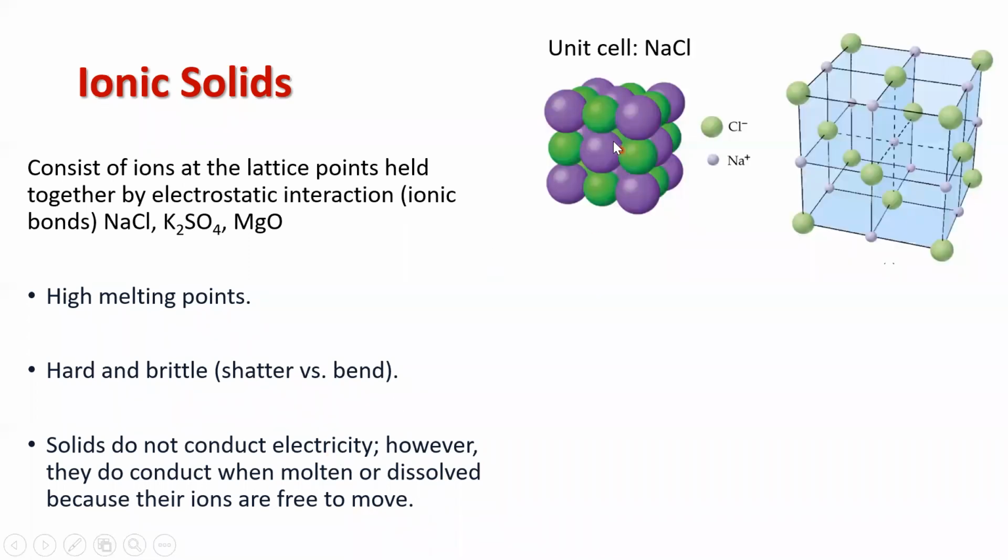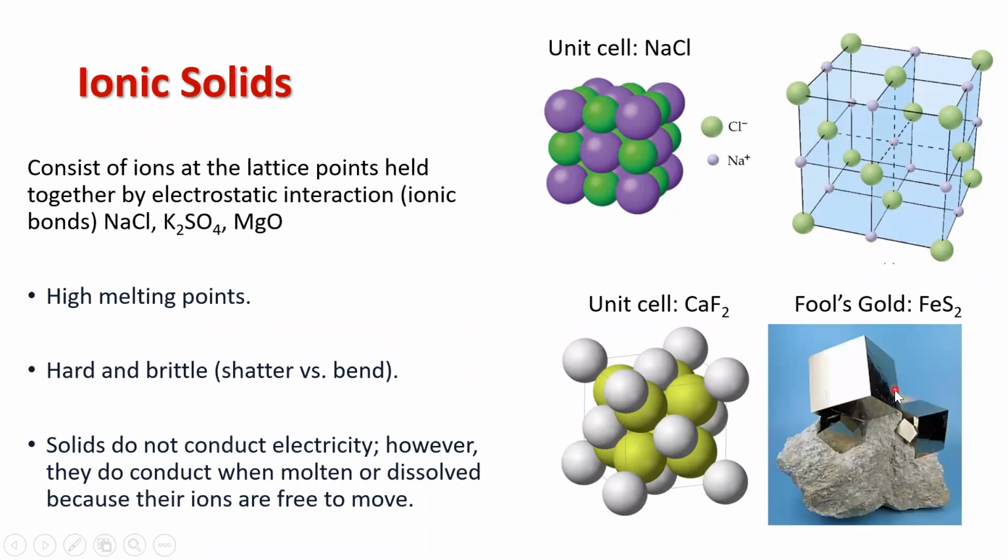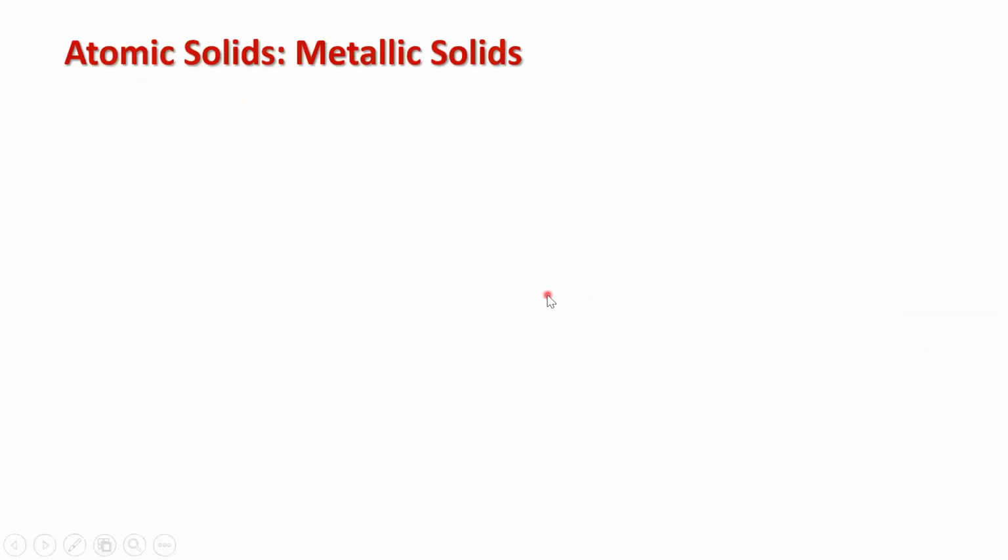So looking at sodium chloride, this would be a depiction of what that sodium chloride would look like. If we were to look at calcium fluoride, we've got a little bit of a different look to the unit cell. And then we could look at iron sulfide, which is fool's gold, which has an even different type of unit cell.